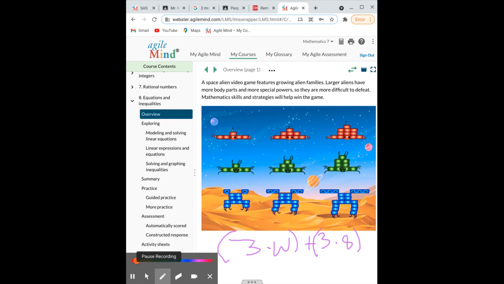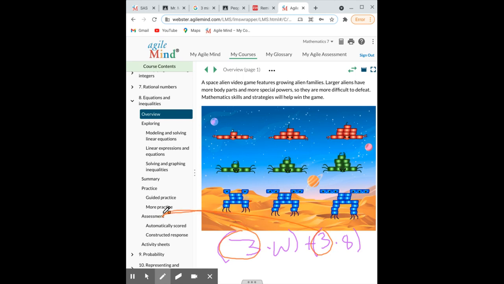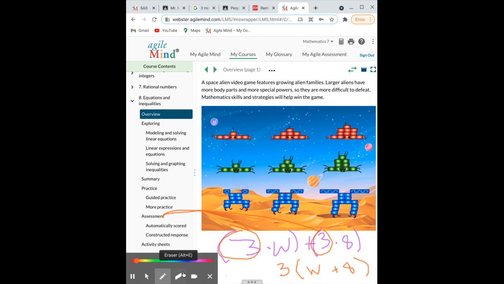They both have a multiplication sign. They are both being multiplied. What numbers are in there that are the same? 3. Correct. Since 3 is the same, we're going to take that 3 and factor it out. So we're going to bring that out of here. Now, when we do that, we rewrite it as 3 times what's left. 8 plus what letter? W. And that's how we would rewrite it using the distributive property.